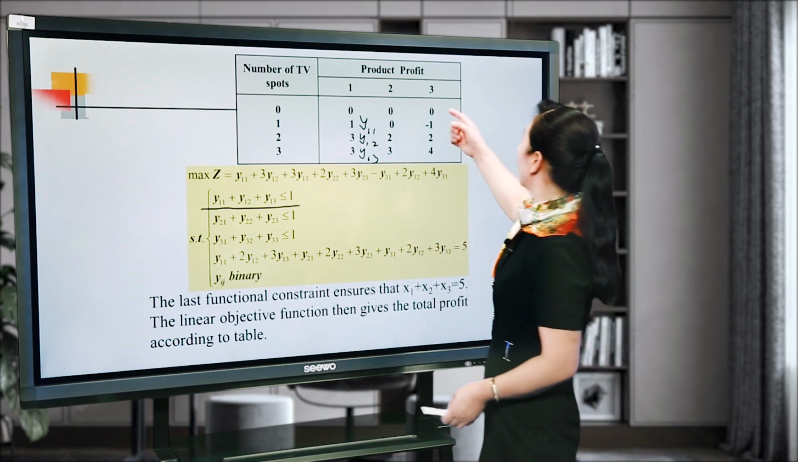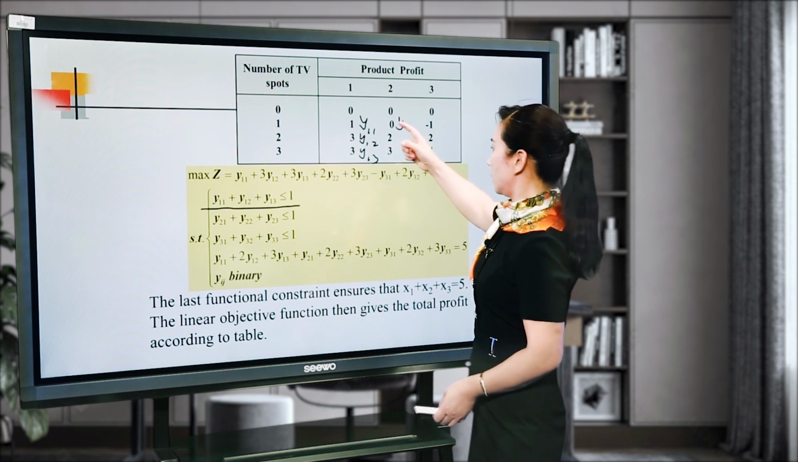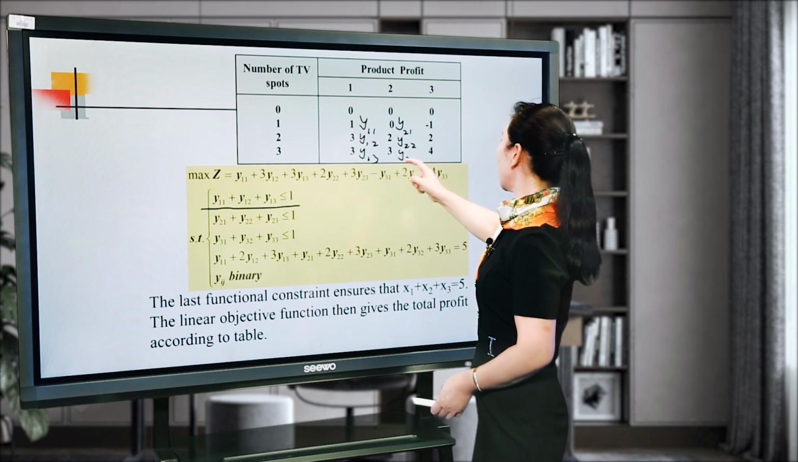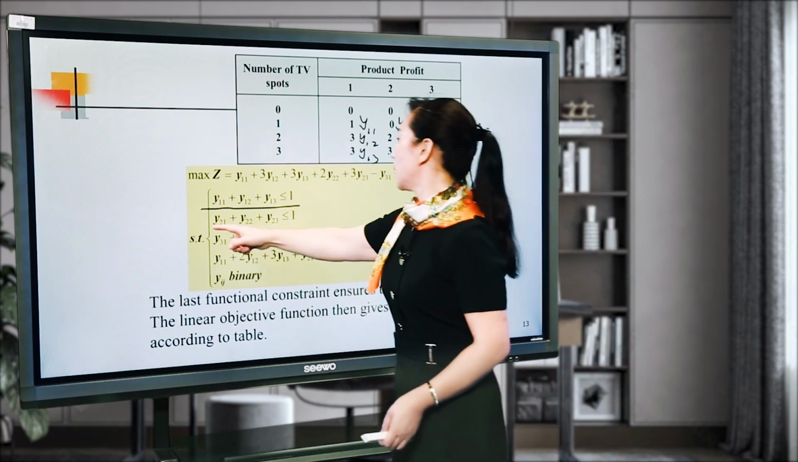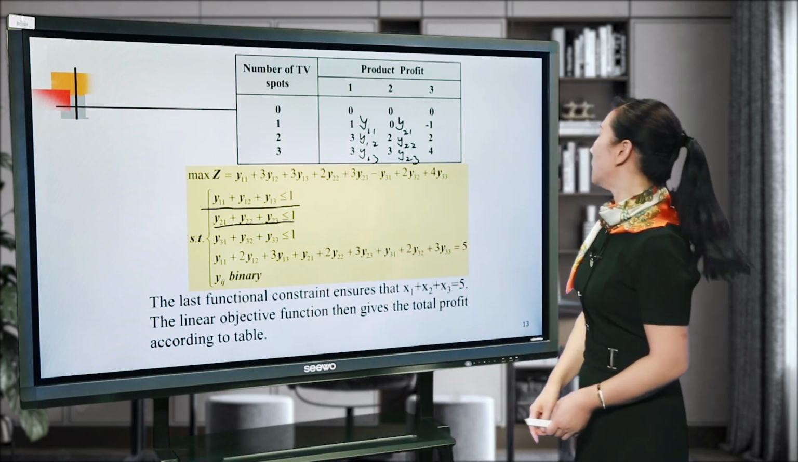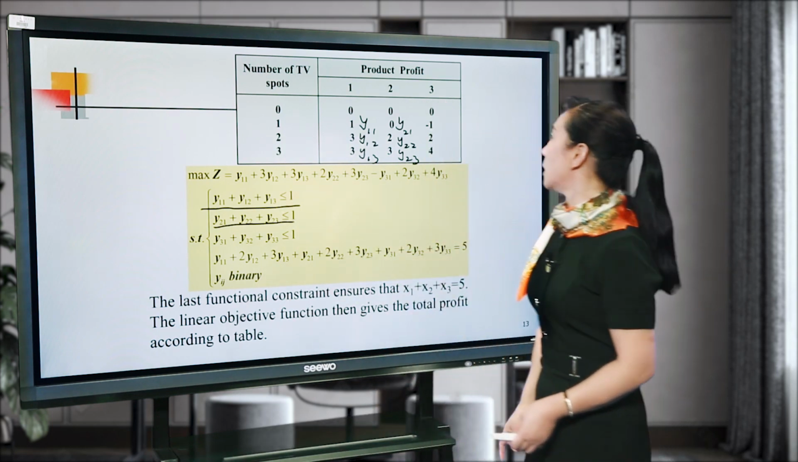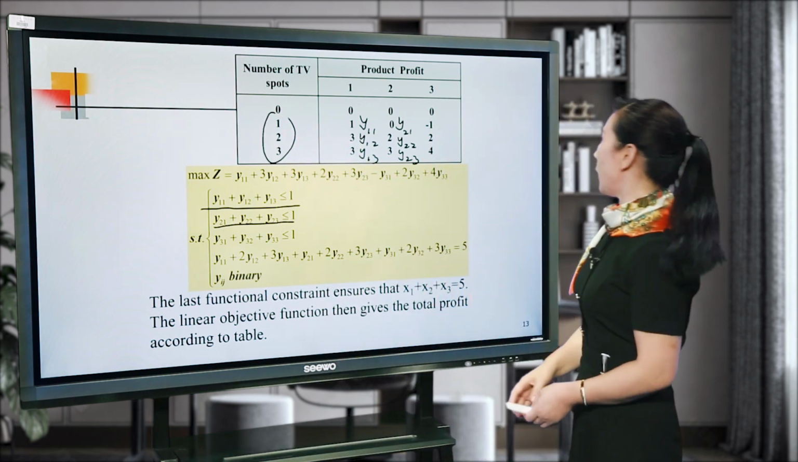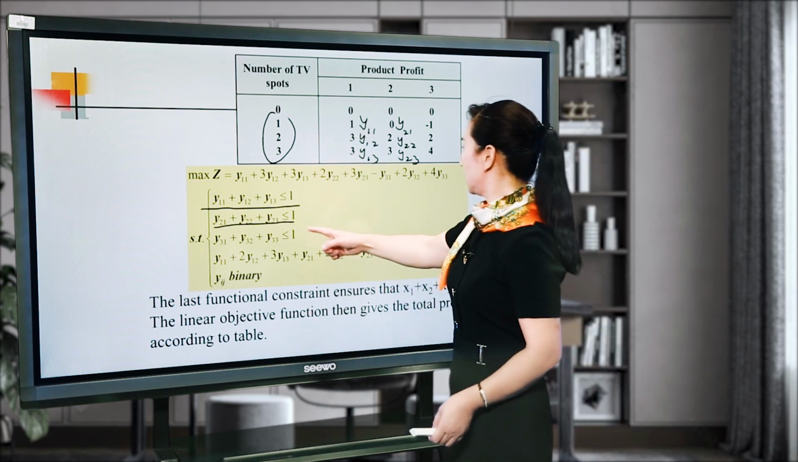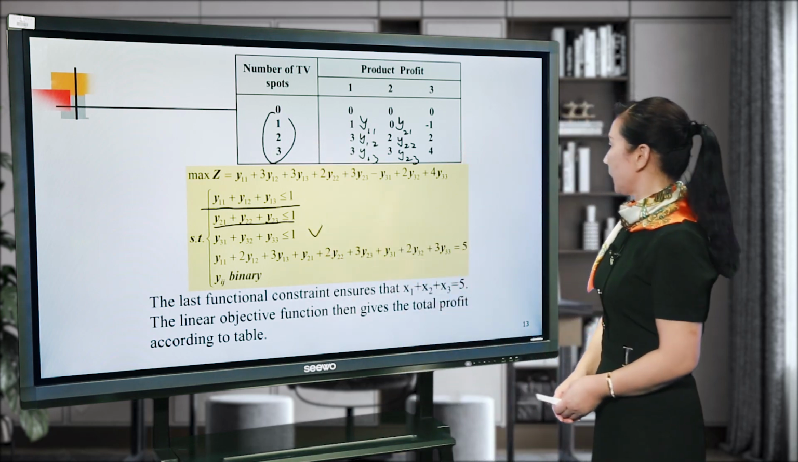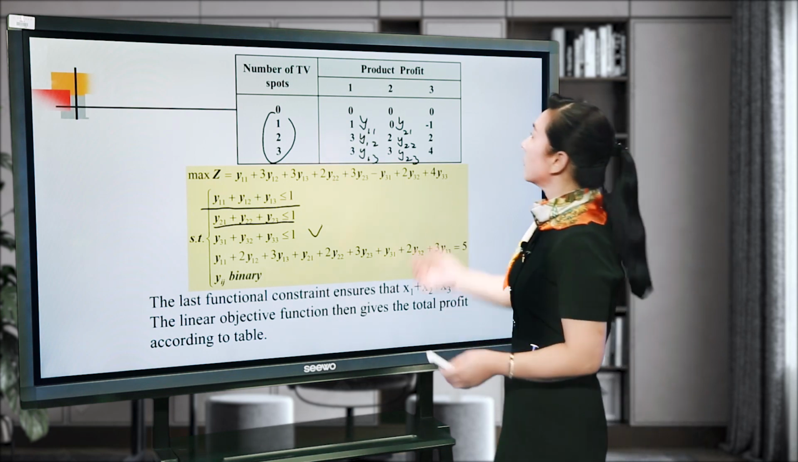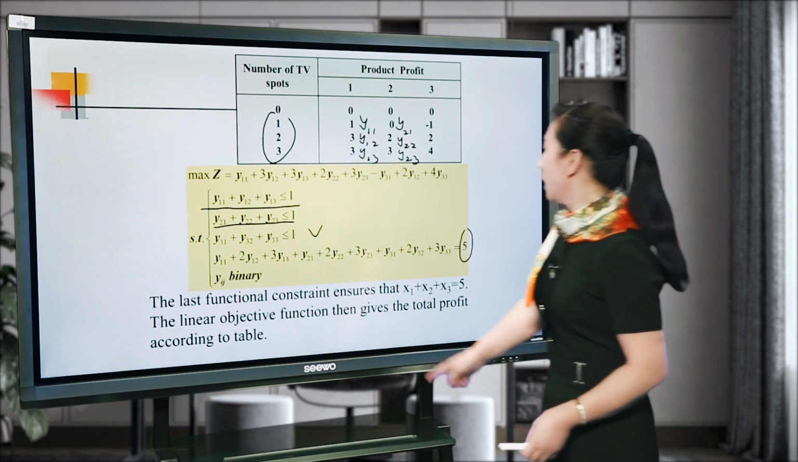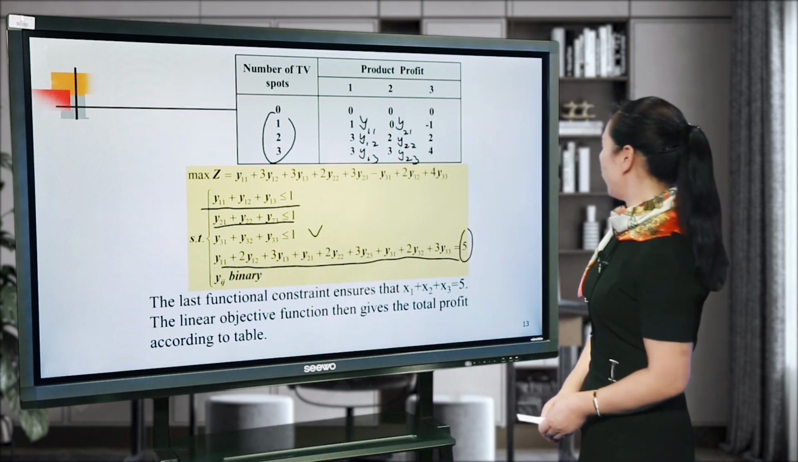And product 2 is y12, y22, y23, and that is less than or equal to 1. And product 2 can only purchase this 1 TV spot. And that is product 3. And the total TV spots is only 5 TV spots. So we set this sum equal to 5.